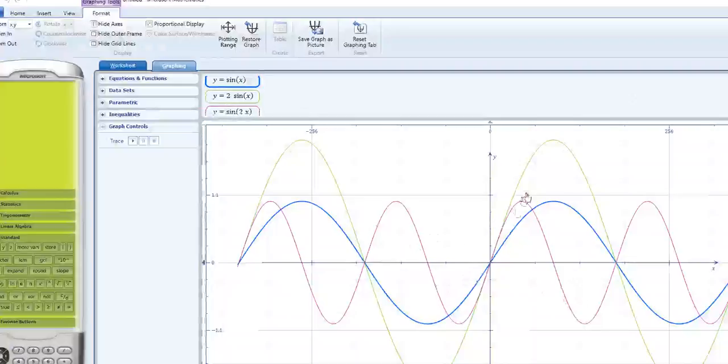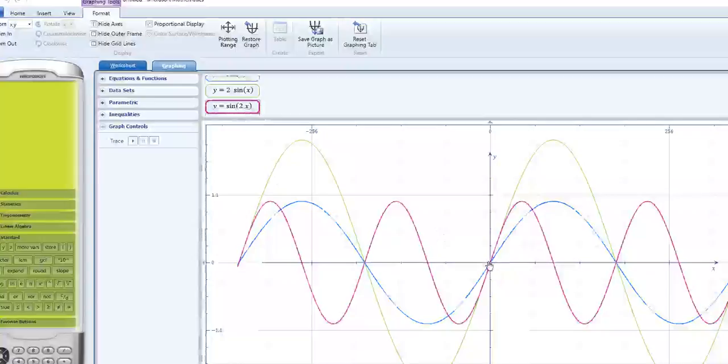Can you see that it's got the same amplitude as sine x? Look there, same amplitude, the peak is 1 and the negative peak is -1, but it's got twice the frequency. That's the effect of this 2 here. Every time the sine x graph goes up and down once, the sine 2x graph goes up and down twice.